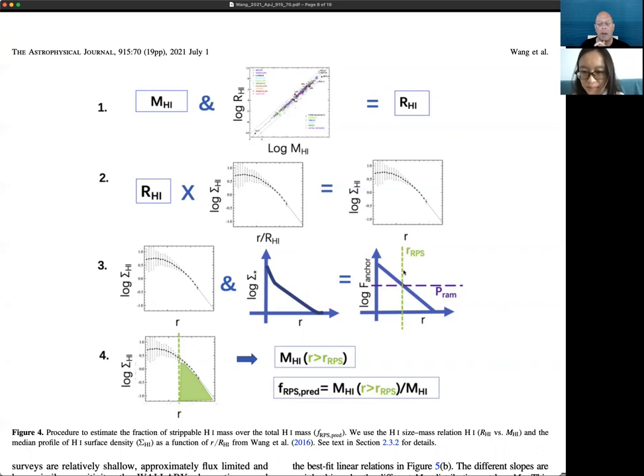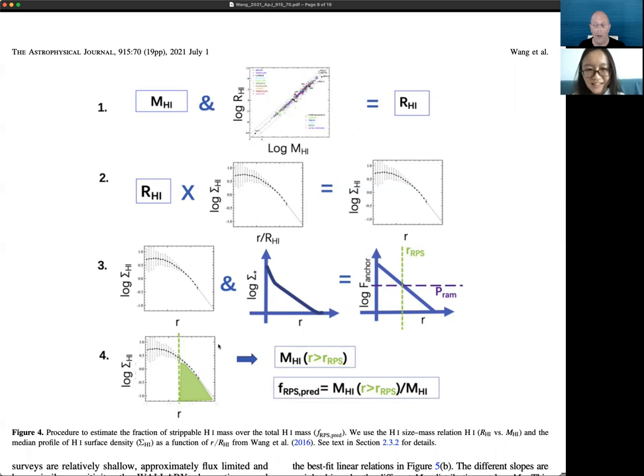Below that, when the anchoring force is below the purple line, when the radius is beyond that R_PS, that is a strippable portion of the H1 disk. And then we accumulate the H1 mass within that part, and then we get the H1 mass that is strippable. And then we get the fraction of the H1 mass that is strippable. That is one of the key parameters going to be used in this paper, the F_RPS, fraction of strippable H1 over the total amount of H1. And so this is how we're going to do it with the unresolved galaxies.